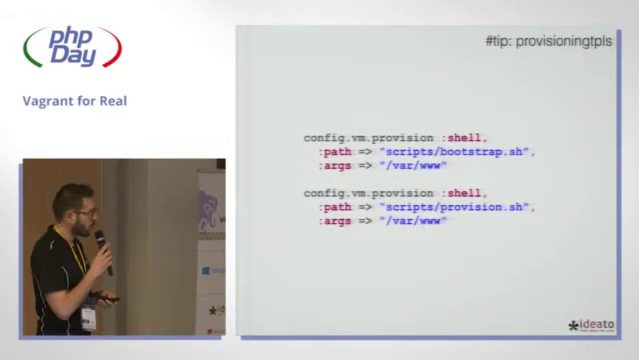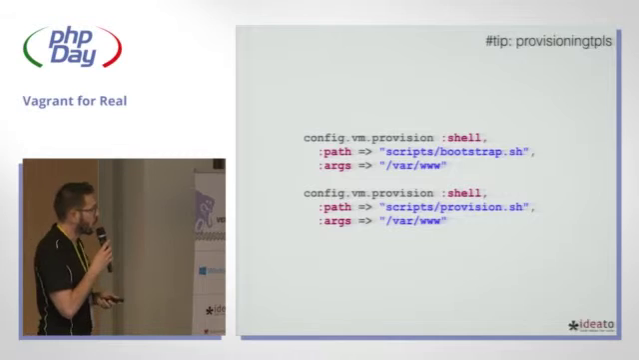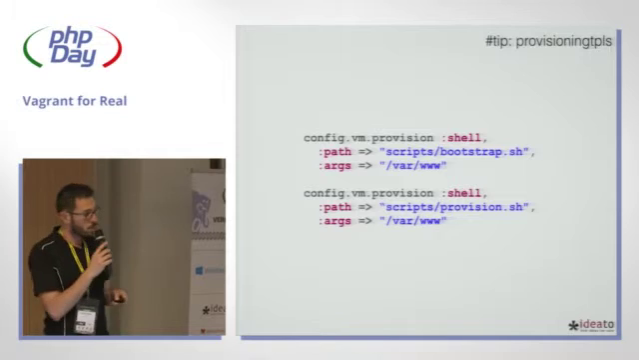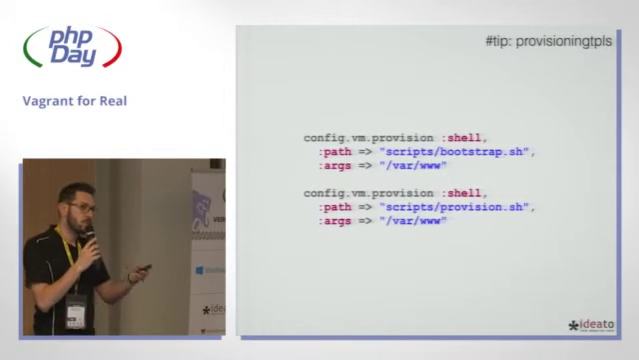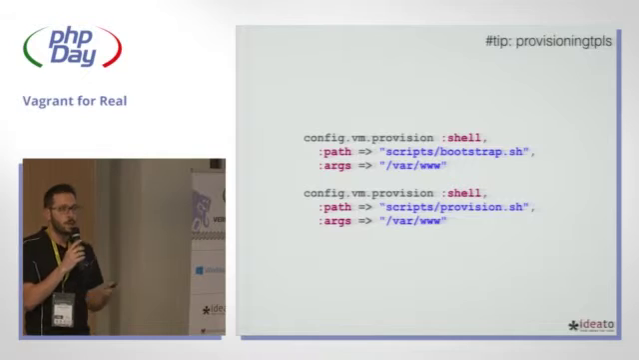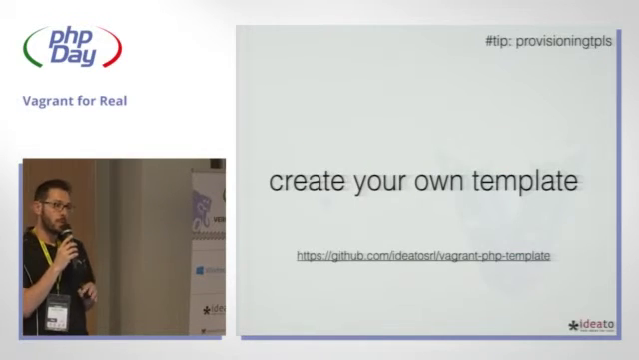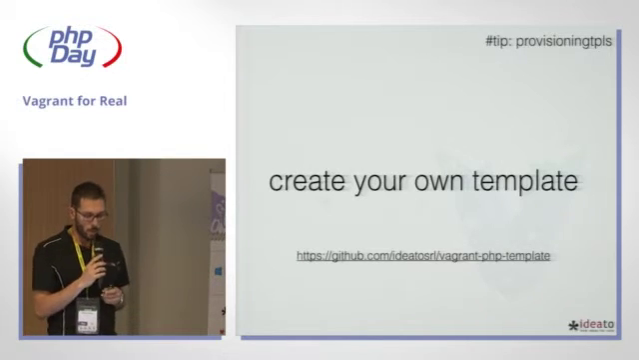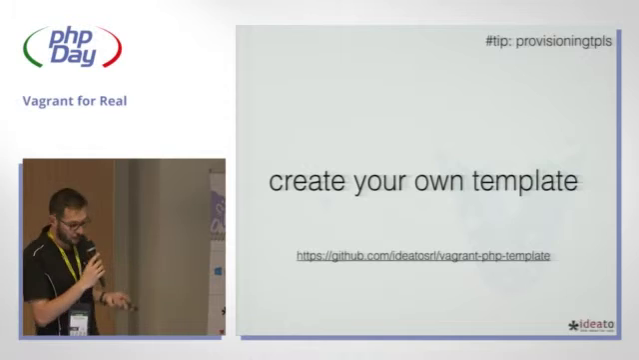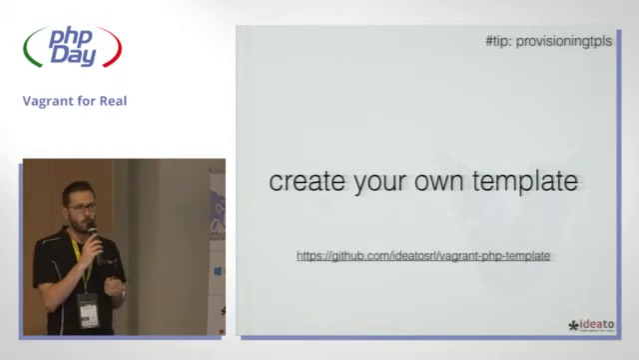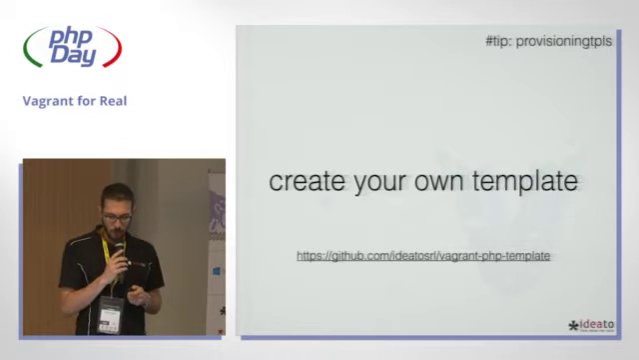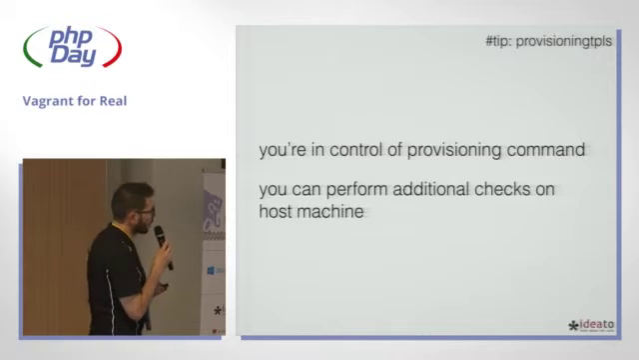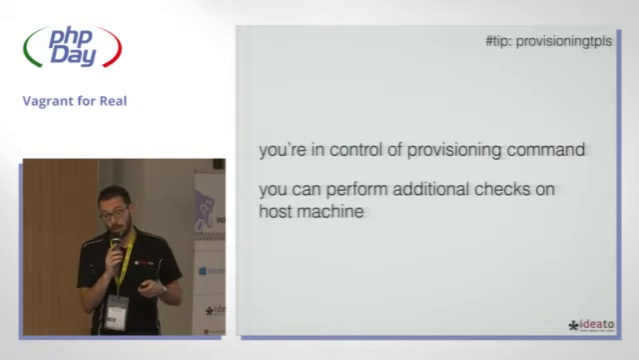In this way, basically you are not dependent on Vagrant for this task anymore. And again, my suggestion is, to start, just try to use Phansible or whatever, but in the long run try to create your own template, because it will be a more durable and robust solution, in my opinion. Like we did, if you want to check it out, it is a Git repository with some default configuration. In this way you're in control of the provisioning command, and if you want, you can perform additional checks on the host machine, which is not bad in my opinion.